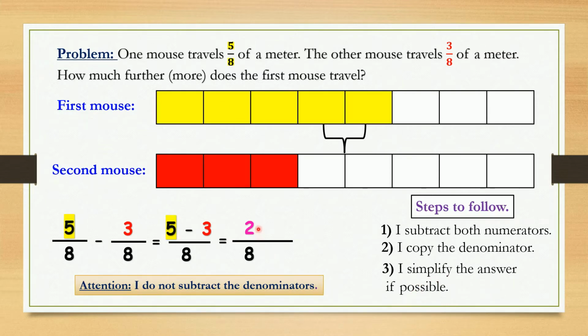Now step 3, I simplify the answer if possible. Here we noted that the numerator 2 and denominator 8 are both even numbers. So I can simplify by 2. I divide both numerator and denominator by 2, equals 1 over 4. The fraction 1 over 4 cannot be simplified anymore. So in the end, I box the answer.